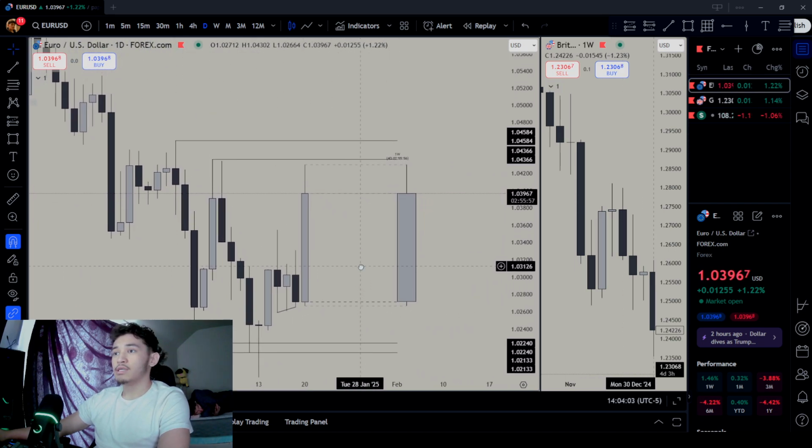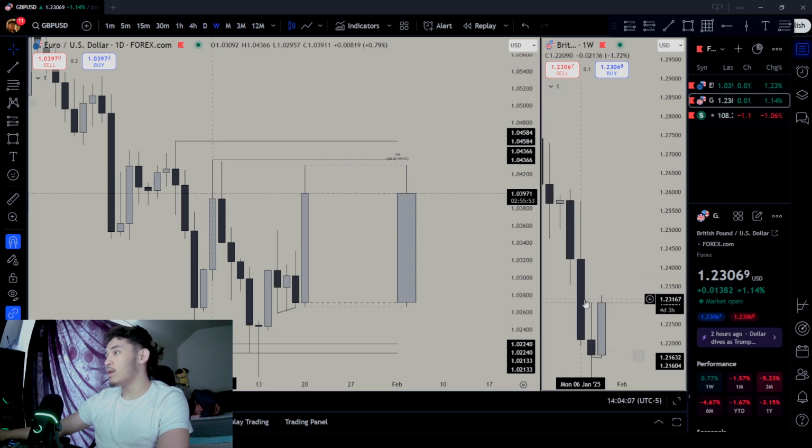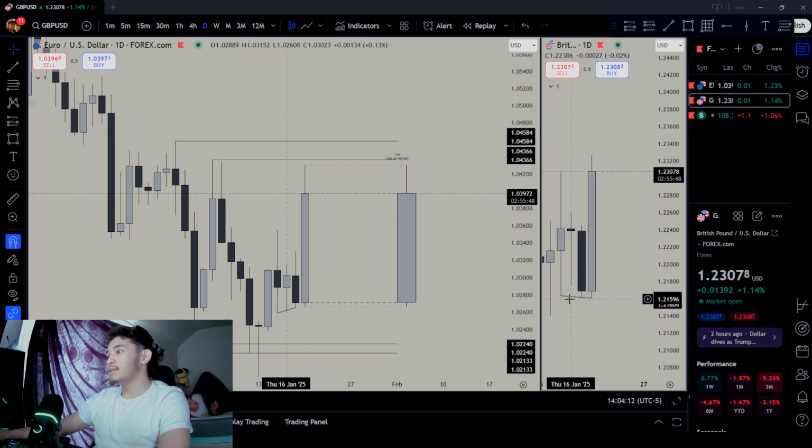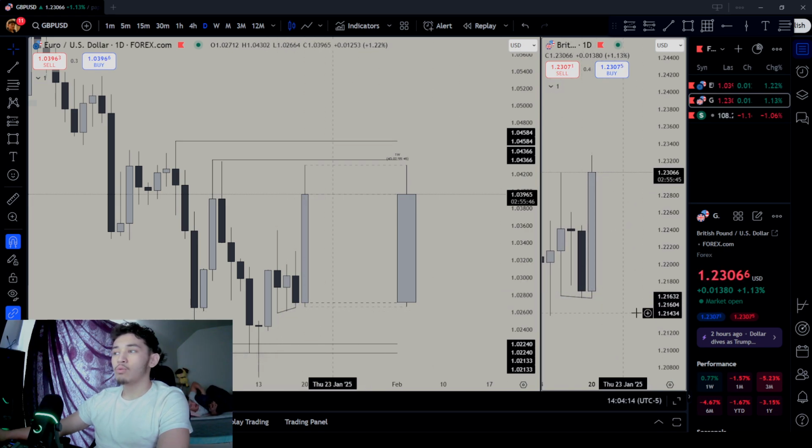Now let's go to this other example. Why did this SMT divergence hold while this other one did not? Let's go to the daily time frame. This was a daily time frame right over here. Why did this daily SMT divergence hold while this one did not, right?